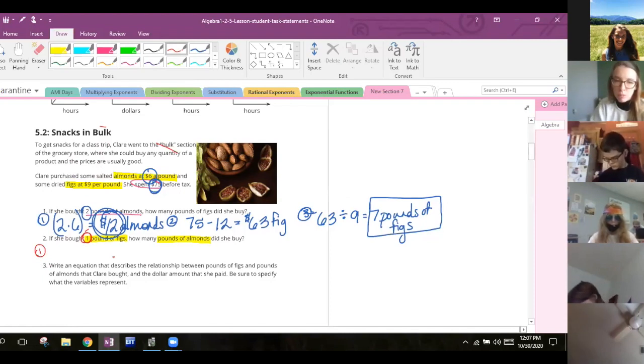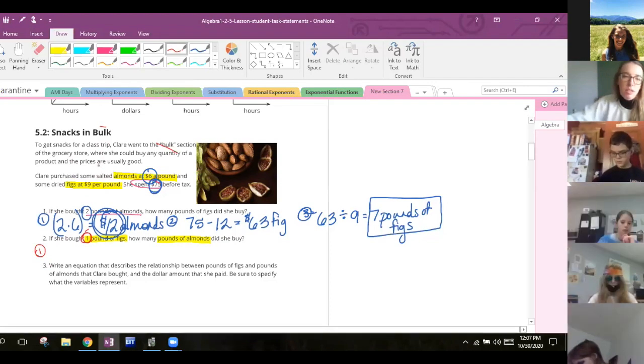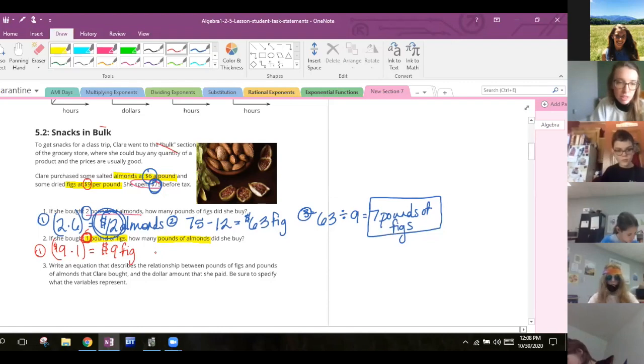How are we going to figure out how much we spent on figs? Would we multiply? We would multiply. So if figs are $9 per pound and we bought 1 pound, what are we going to do? $9 times 1. So how much did we spend on figs? $9 on 1 pound of figs. Okay, but it didn't want to know how much money we spent on figs. It wanted us to know how many pounds of almonds we got.